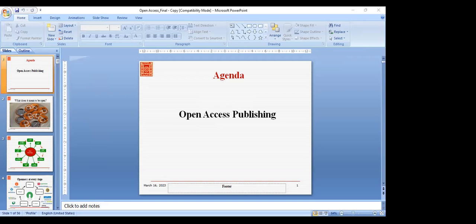Sherpa Romeo is an important service, an important platform we have in our syllabus. So I will discuss these services later. Basically, it gives us information on the publisher's policy on self-archiving of a particular journal article. And this is re3data, basically a list of data repositories.